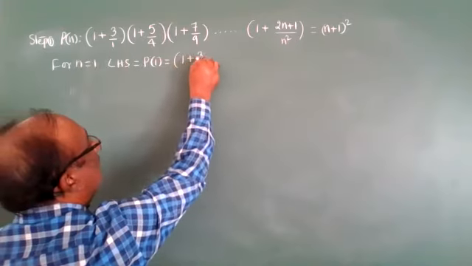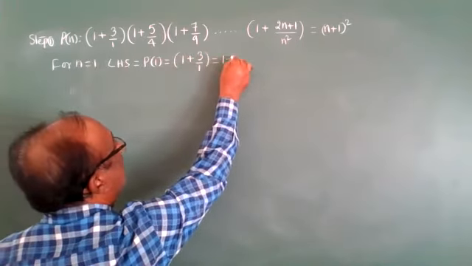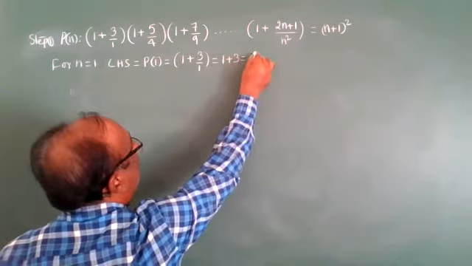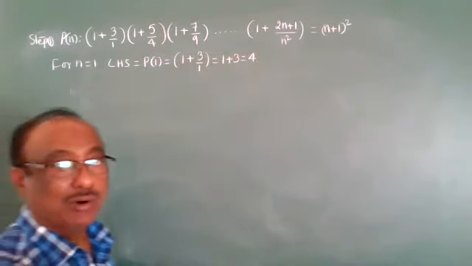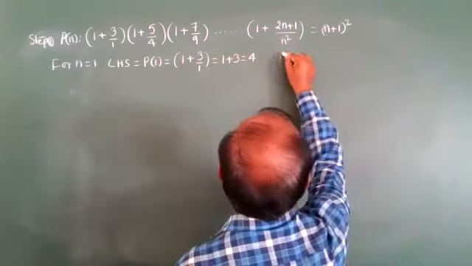1 plus 3 by 1, that is the 1 plus 3. That is equal to 4. Right side, write down.